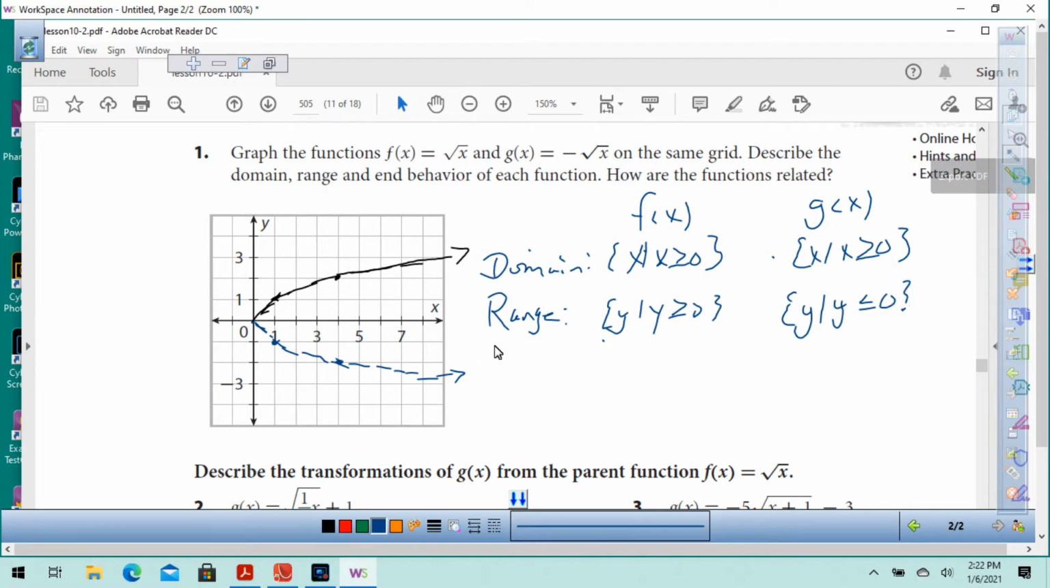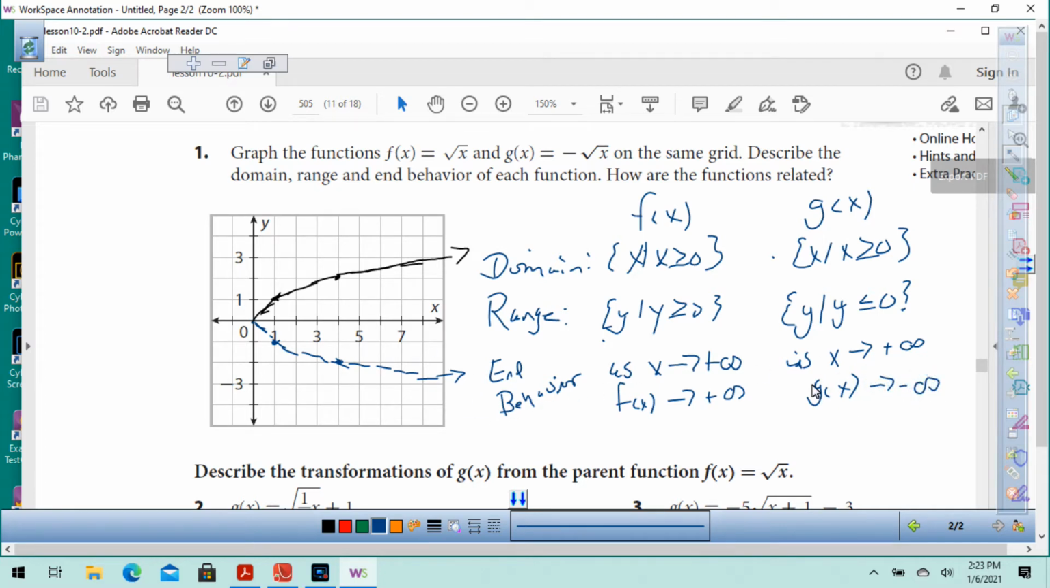What about the end behavior? Let's take a look at it. As x approaches positive infinity, f of x approaches positive infinity. And what about over here? As x approaches positive infinity, g of x approaches, and it's getting down, so we're going to say negative infinity. We good?